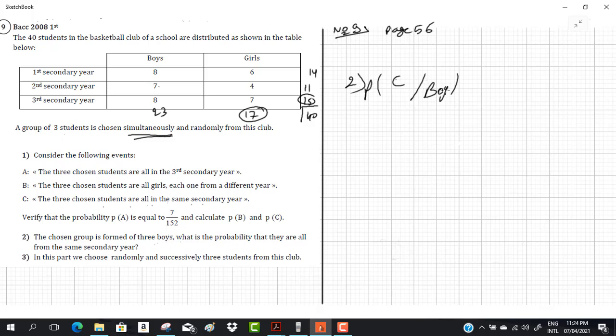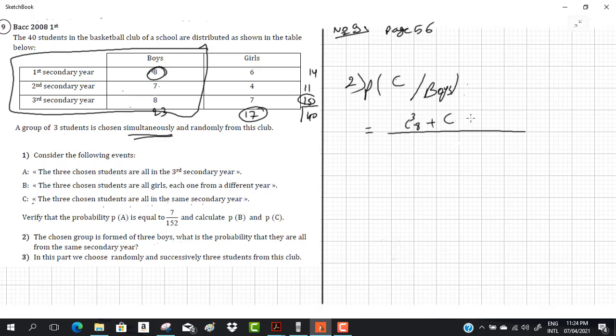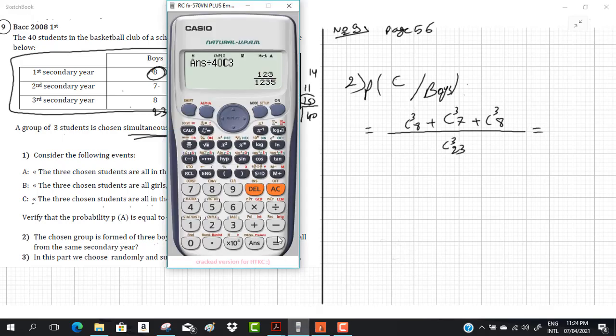Calculate that they are all from the same secondary. Same secondary is what we called event C: all from the first, or all from the second, or all from the third. But knowing boys means we restrict ourselves to the boys, nothing else remains from the table. All from the first secondary is C3 out of 8, all from the second C3 out of 7, or all of the third C3 out of 8, over C3 out of 23, and we get the answer on the calculator.